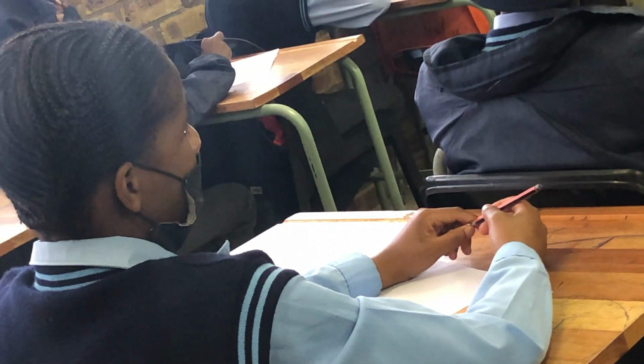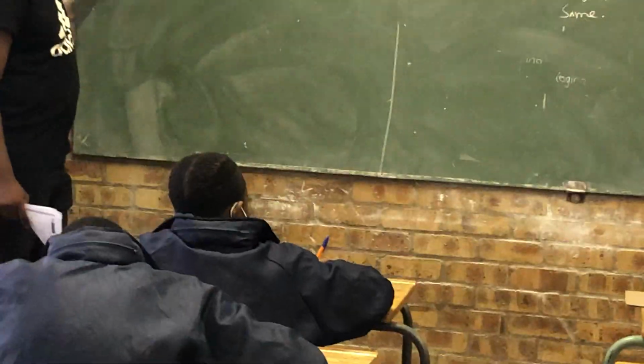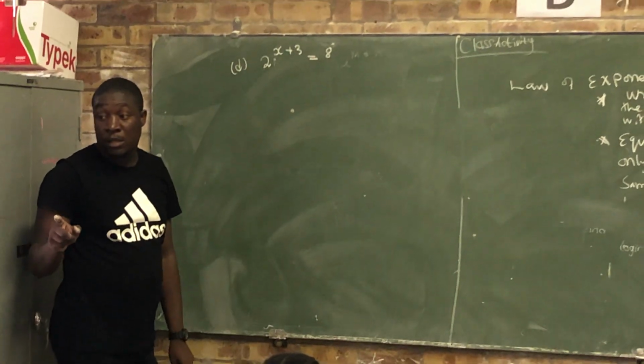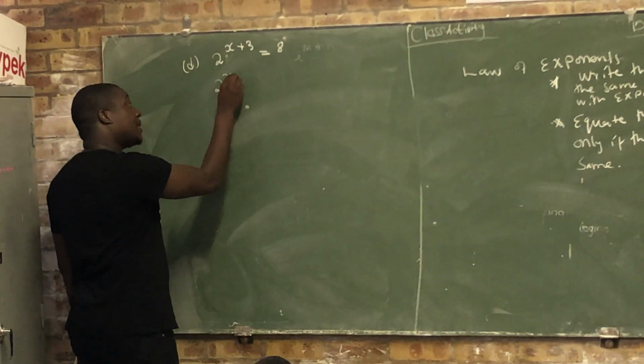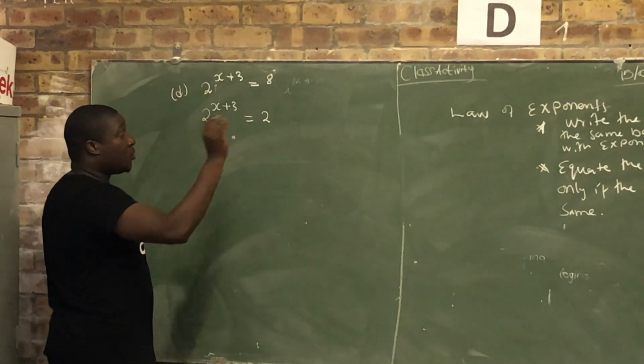So did you do step number 1 here? You write the constant in the same base as the term with the exponent. The term with the exponent is 2 again. So that means our base is going to be what? Our base is going to be 2. We're going to say 2 to the power x add 3 equals 2 to the power 2 to the power 3.